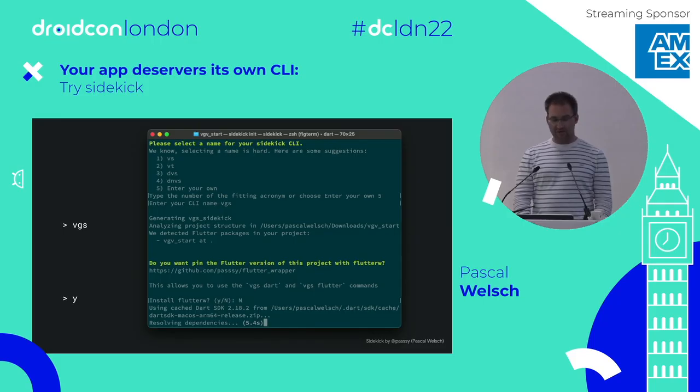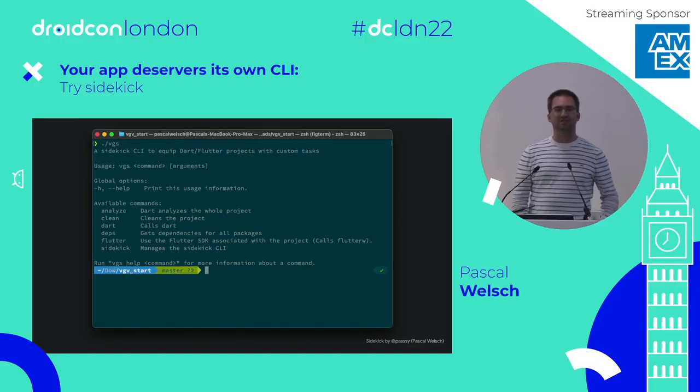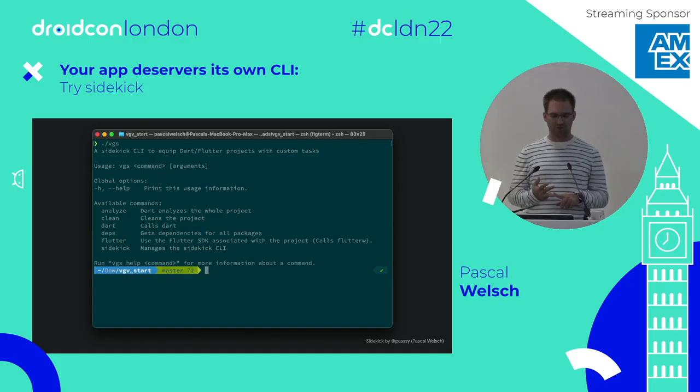Once you confirmed everything, the CLI is downloading the embedded Dart SDK to execute your Dart script. And if you execute it for the first time, you will see the following commands. So this is all generated and immediately executable. We have the commands in alphabetical order here. You can analyze your project, you can clean your project, you can have your Dart command, so you can call VGS Dart, and then you're sure you're always using the Dart version that is basically embedded for the project. And the same for the Flutter command. Our deps command is our most used one, which loads the dependencies for all the packages in your monorepo. And the sidekick command, I'll come to that later, it manages the Sidekick CLI, basically.